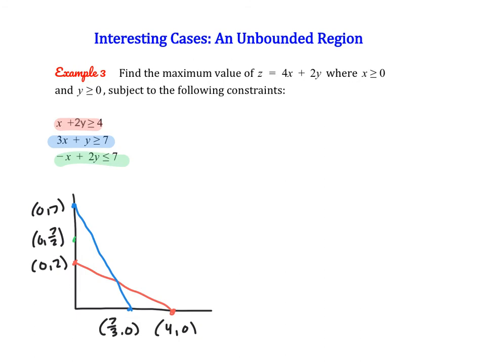So actually this is just an equation that has a positive slope, so it's going to go off in this direction. Now, if you look at where our shading should occur, it's going to be everything above the red line, everything above the blue line, and everything below the green line. So it's actually going to be an unbounded region that looks like this.